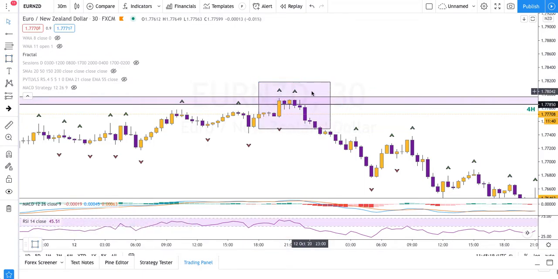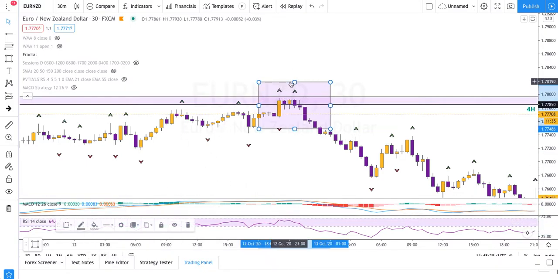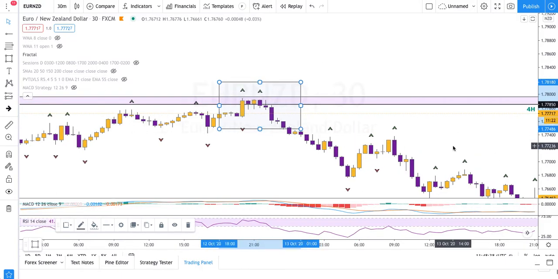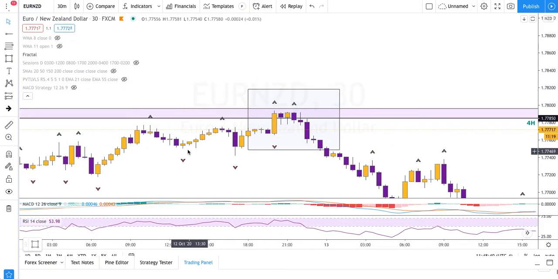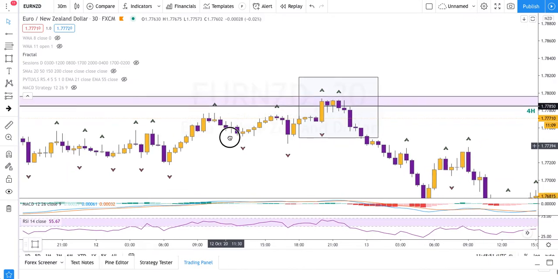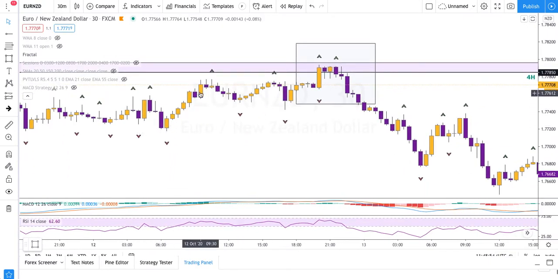So I'm going to make this another color. Let's just use blue. Now that we're here, let's go deeper. Yellow candles mean demand. Purple means supply. You can change it to whatever color you want, but that's what it means on here. As you can see, there was a lot of demand coming up here with a teeny bit of supply.